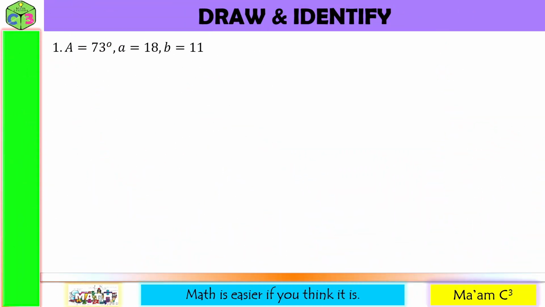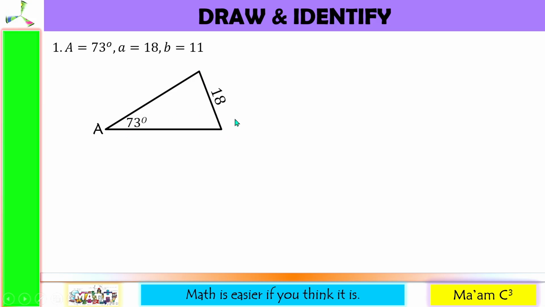Let's have another activity. Draw and identify. Given angle A is 73 degrees, side a is 18, and side b is 11. Let us create a triangle. I have here angle A. Let me put it here and label it 73 degrees. Side a is 18. Side a is opposite angle A, so meaning this side is 18. And then another side is given, that is 11. It could be here, it could be here. Let me just put it here, 11.